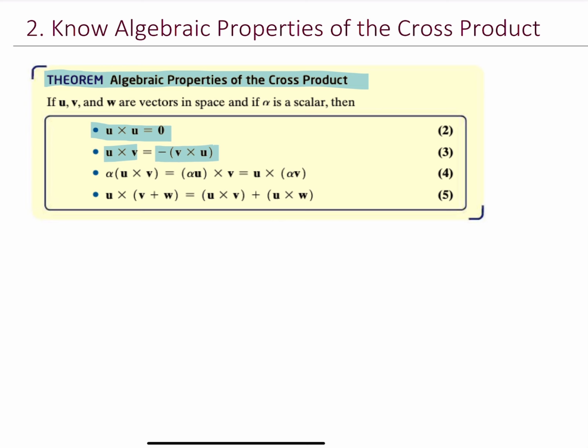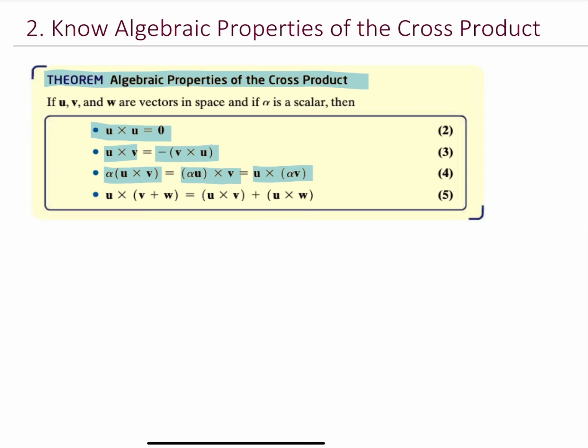The next property is about distribution of a scalar. So they are using alpha as some scalar, so just some number, not a vector. If we multiply a scalar by a cross product, it can distribute to the first term. So we have that scalar times u, and then you cross that result with v. Or you could also apply it to the second vector. So we could say the vector u crossed with the result of alpha times v. So we can apply it to either term and then cross that with the other vector.